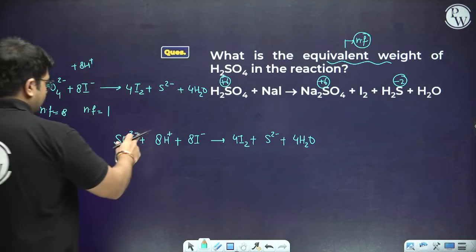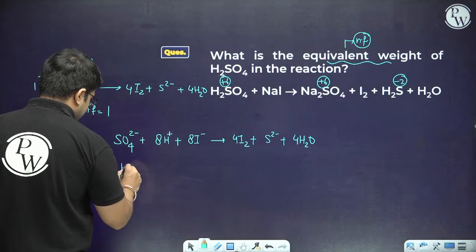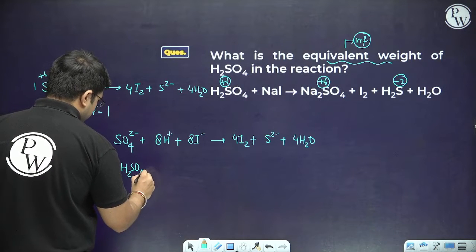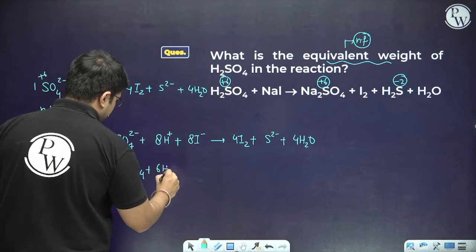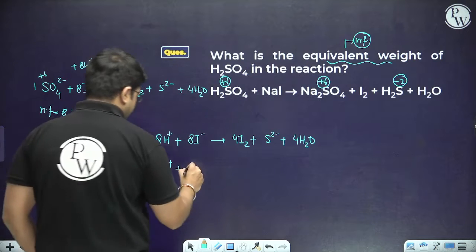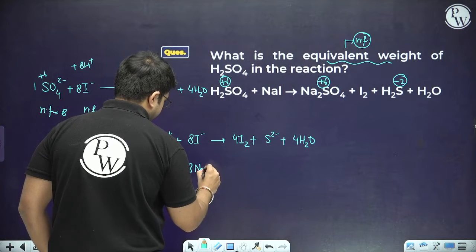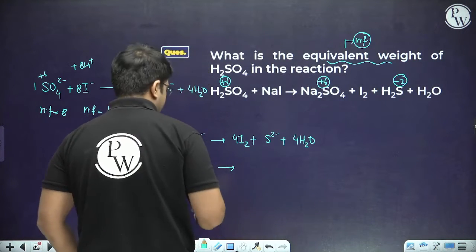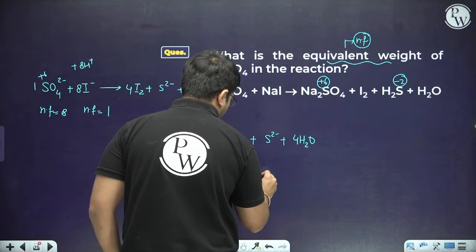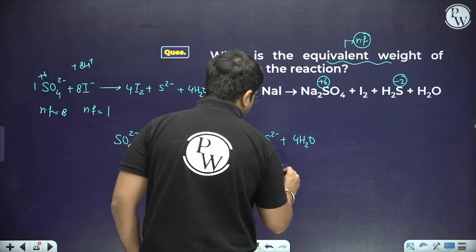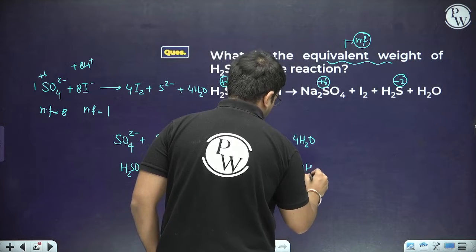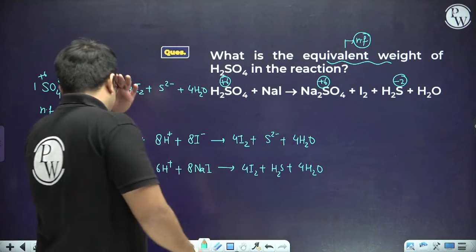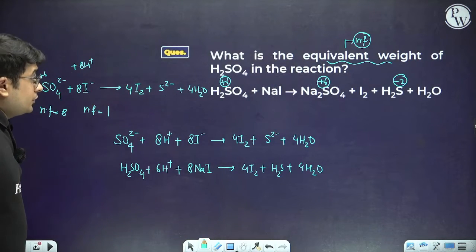So I can break it down as H2SO4 plus 6H positive plus 8 NaI will give us 4I2 plus H2S plus 4H2O. I guess that will be the sufficient equation.